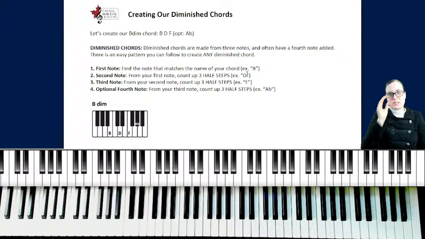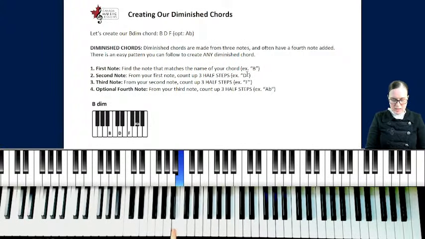If you weren't here last year and you're just joining us, we have a pattern to create major chords, minor chords, and diminished chords. Our pattern for diminished chords is you start on your root note. For example, if we're playing B diminished, we would start on B. Then we go up 3 half steps, 1, 2, 3. We go up 3 more half steps, 1, 2, 3. And then bonus, if you want to add a 4th note, you can go up 3 more half steps, 1, 2, 3.